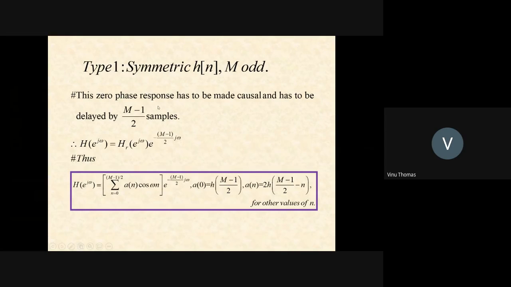So this is the case where the impulse response is symmetric and the length of the filter is odd. You see that H(e^jω) comprises a real amplitude response and a linear phase response. So this is important.